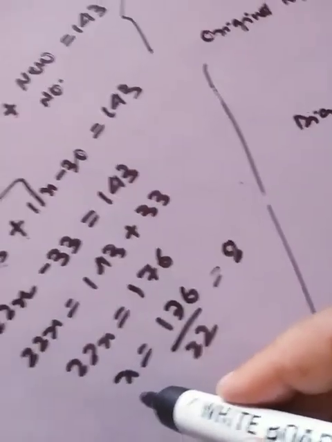Now we can easily get the value of the original number, because it's our main objective, isn't it? So the original number will be what? So let us just write it down.